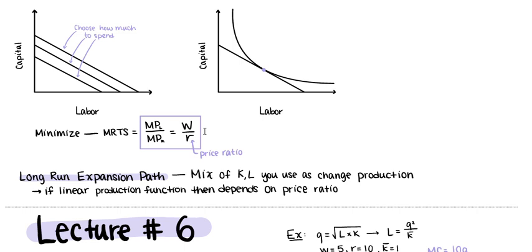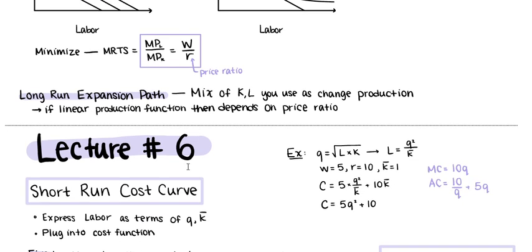So that's all in long run production, because in the long run we are able to optimize our capital and our capital cost. In the short run, the capital is a fixed cost. We don't move it. We don't optimize it.